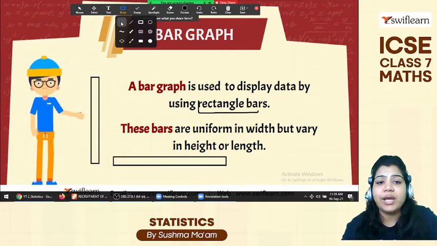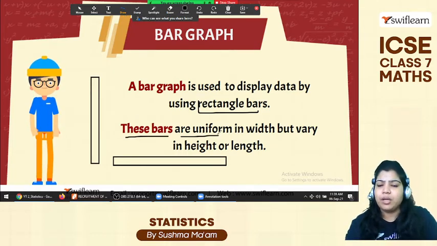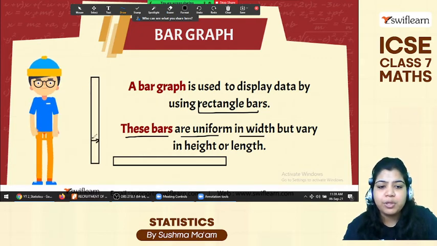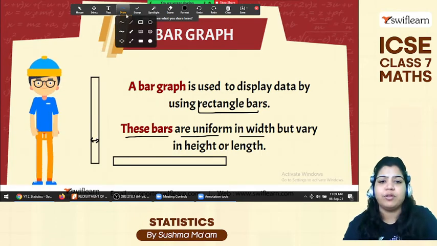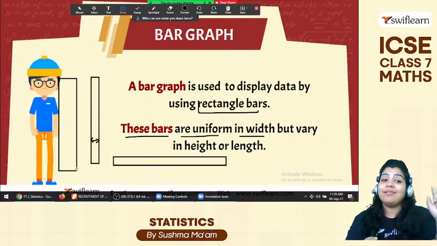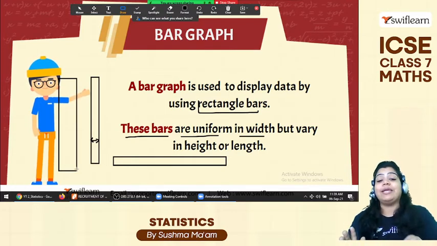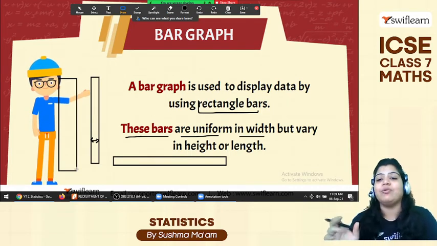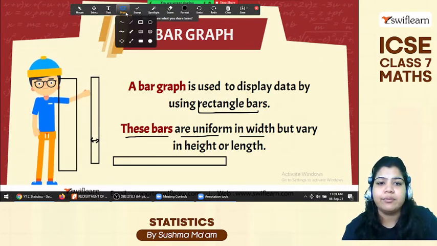Okay, but we have a few points here. These bars are uniform in width, which means the width should be the same size. It should not be that one has a very large width and another is different, no, that would show an incorrect graph. So to make a graph, you have to keep the width the same. Uniform means without any change, same in all, but varying in height or length.